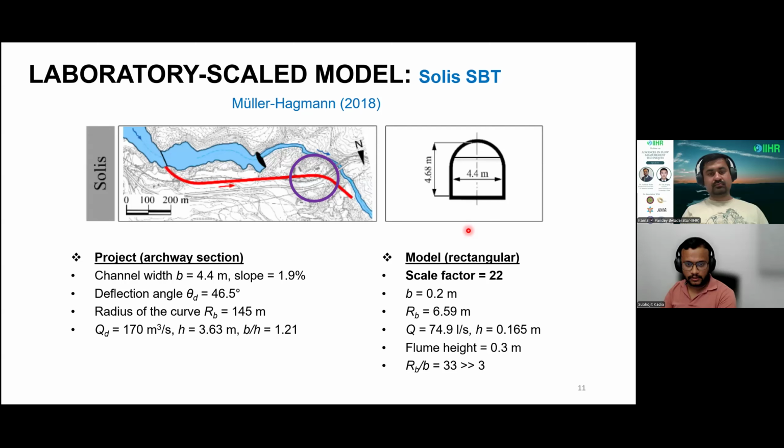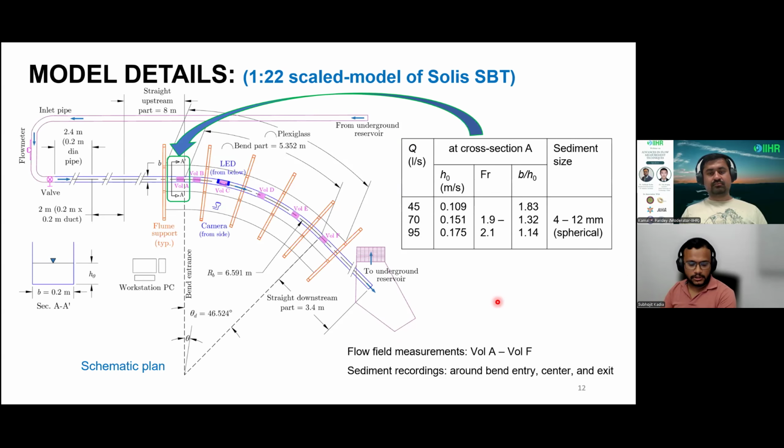This is the example case study I took, the Solis sediment bypass tunnel. I scaled it down with a scale factor of 1:2, and flow similitude was performed. On the right-hand side, you see the parameters of the scaled model. This is the plan view of the experimental setup, and you can see this is the curved channel. I did the PTV measurement at 6 volumes, volume A to volume F, along the channel, and the recording of the sediment movements was performed at 3 locations.